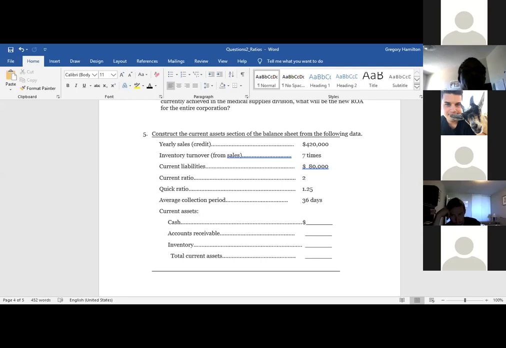Now if we look at what we're given: sales, and we're told that it's credit sales. We're given inventory turnover, current liabilities, quick ratio, current ratio, and also average collection period. We're trying to figure out which item we can start with. We could determine total current assets based on the current ratio and the current liabilities, all right?